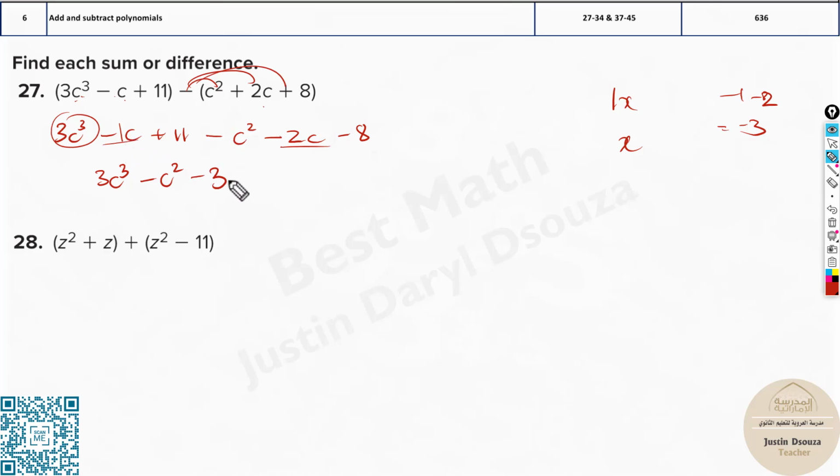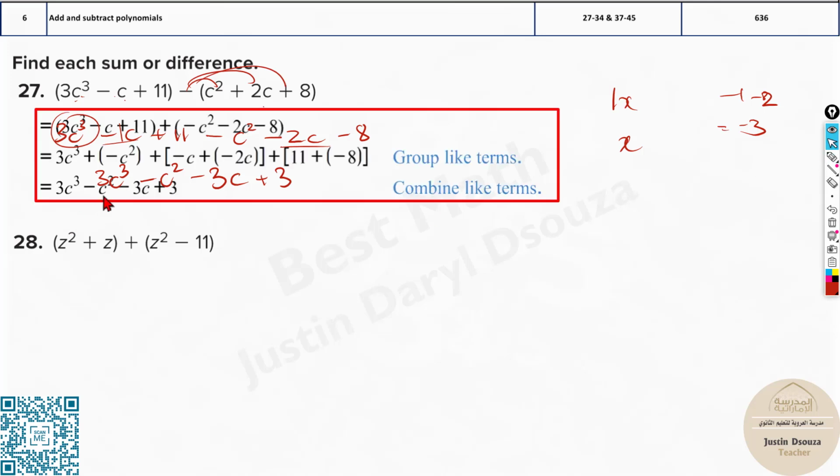So minus 3 what? c you should write. And lastly, plus 11 minus 8 would be plus 3. So this is it. That is the first answer. Very easy, right? That's the answer.